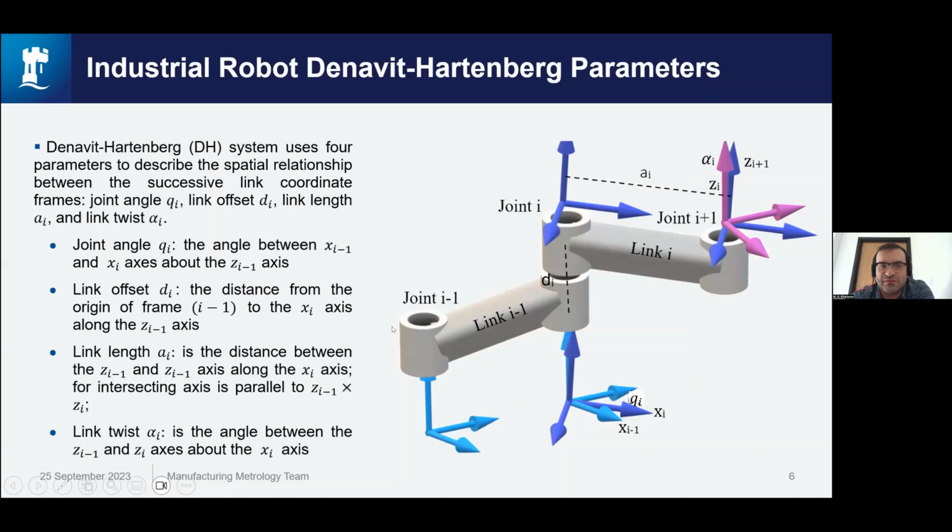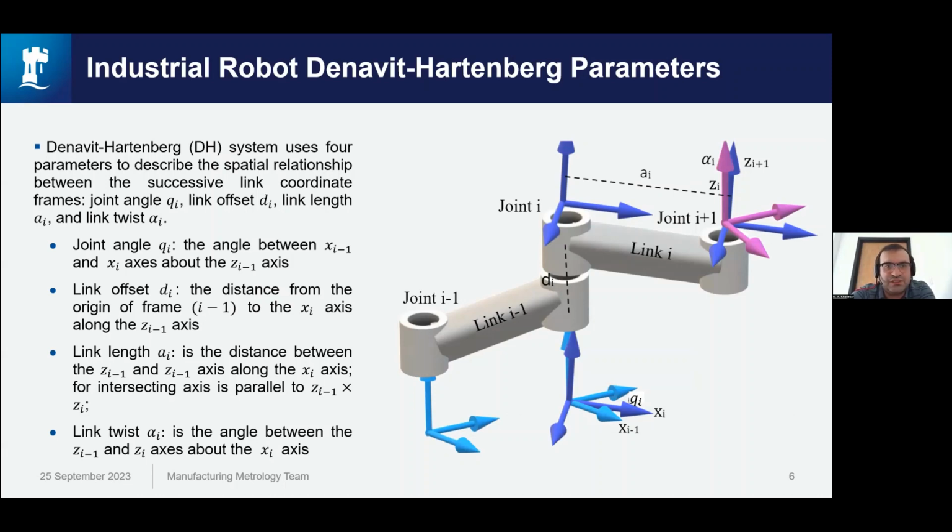The forward kinematic of the industrial robot, as you can see here, finds out the relationship between consequent links of the industrial robot, and then finally by multiplying all of the transformation matrices of all of the links, it is possible to find out the transformation matrix associated with the end effector of the industrial robot.